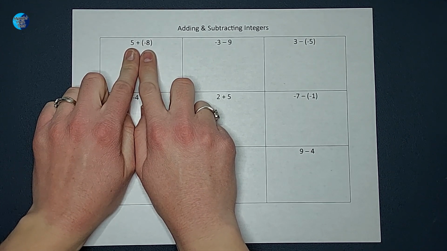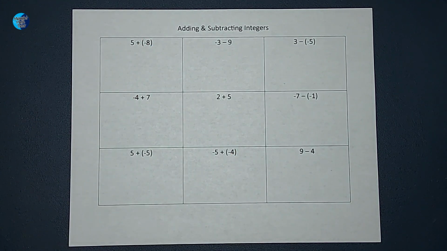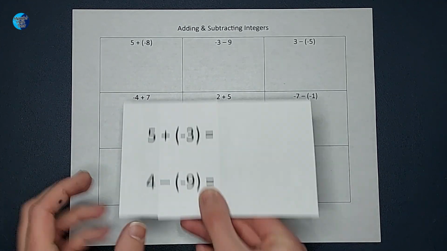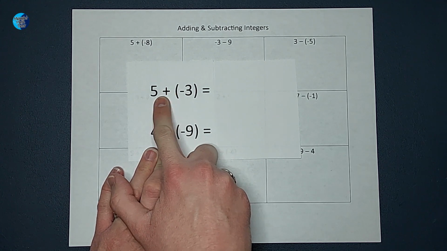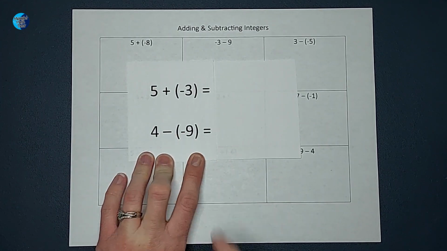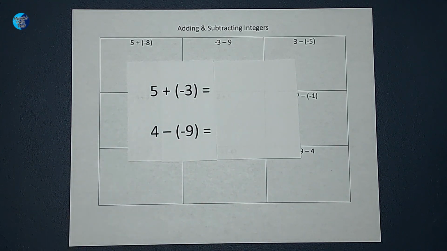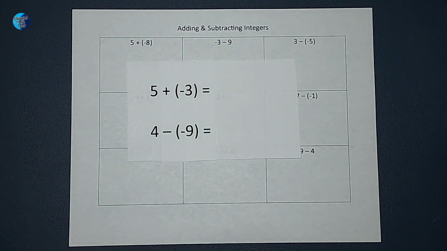The first question I ask myself is, do I have any signs right next to each other? Now, what I mean by that is like this. See how I'm adding a negative here. There's two signs right next to each other. Here I'm subtracting a negative. There's two signs right together. Whenever I have two right together like that, I want to get it down to just one sign. And luckily it's pretty easy.